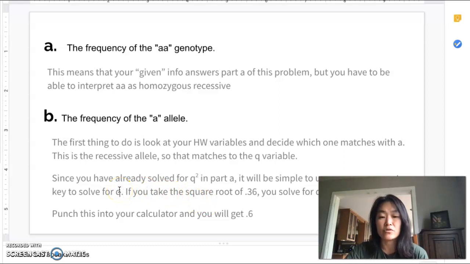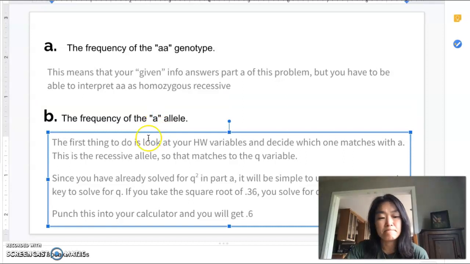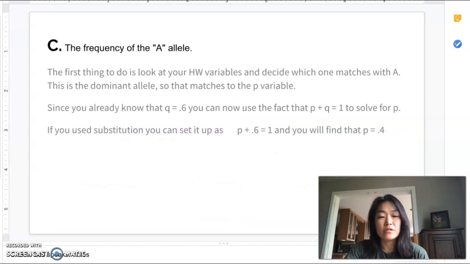Okay, so now you know q squared equals 0.36, and now you've taken the square root of that, and you know that q equals 0.6. And that's basically solving for the recessive allele. So that's what we've done so far: the frequency of the recessive allele is 0.6. Okay, moving on to part C.